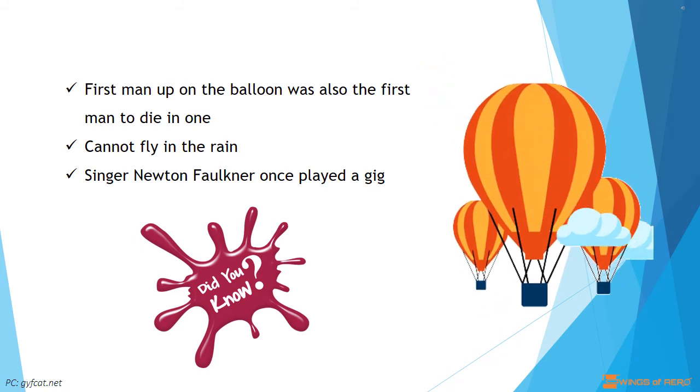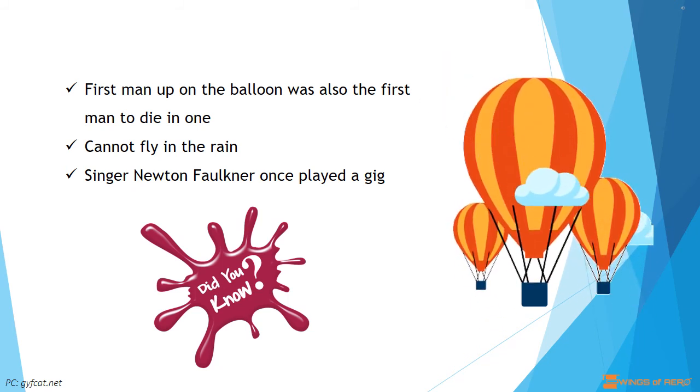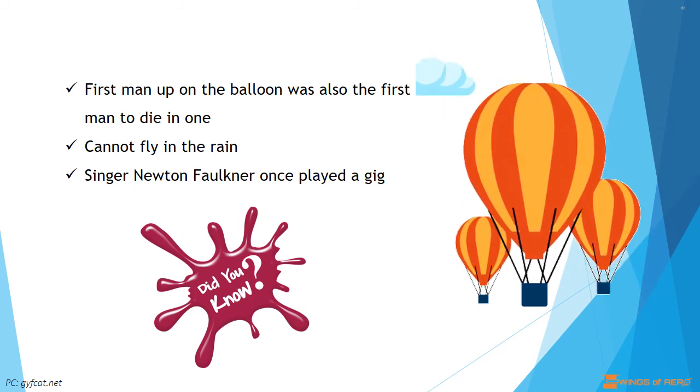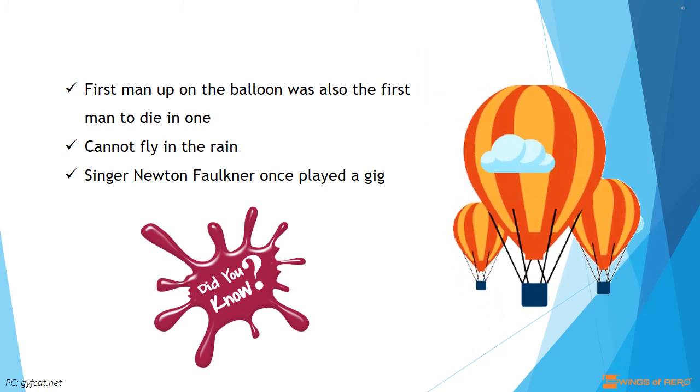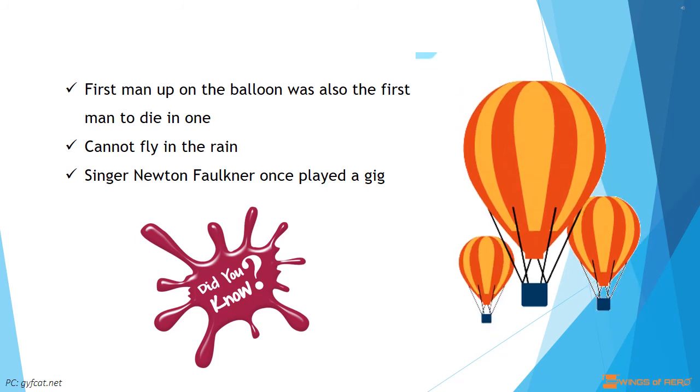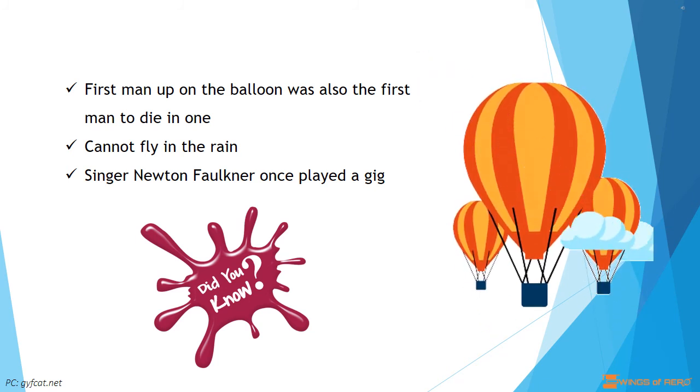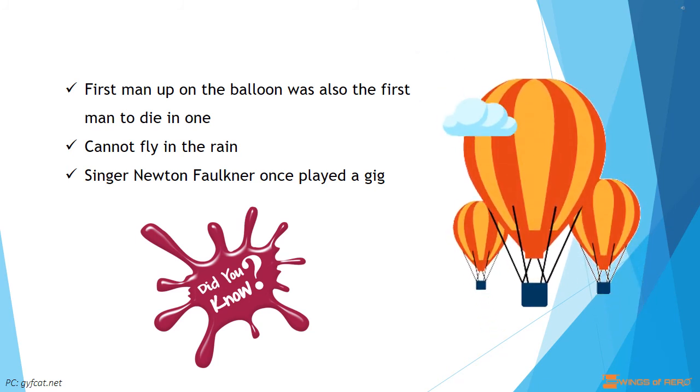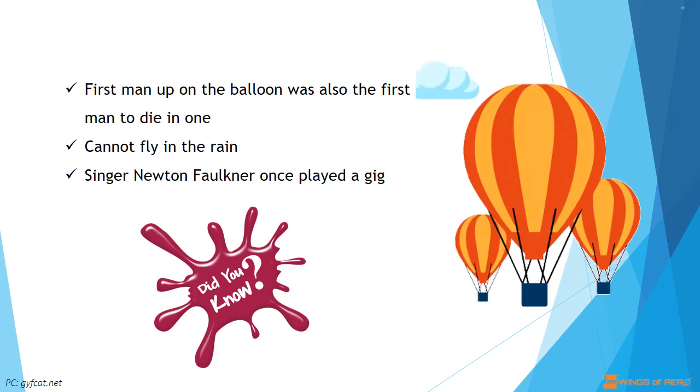Hot air balloons cannot fly in the rain. As well as interfering with visibility, the rain cools the balloon, meaning more heat is needed. What's more, it adds additional weight to the balloon and runs down the sides, dripping onto passengers. The singer Newton Faulkner once played a gig in a hot air balloon above the Swiss Alps. The event was for a UK radio station.